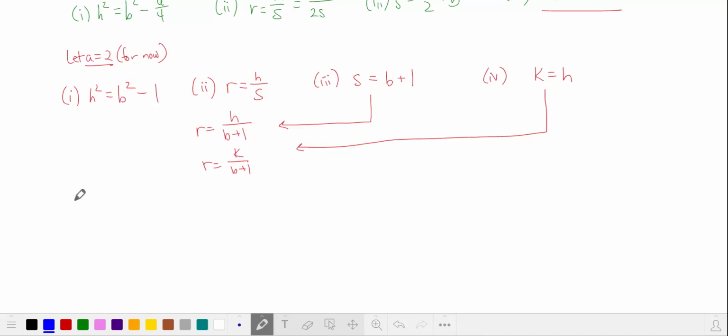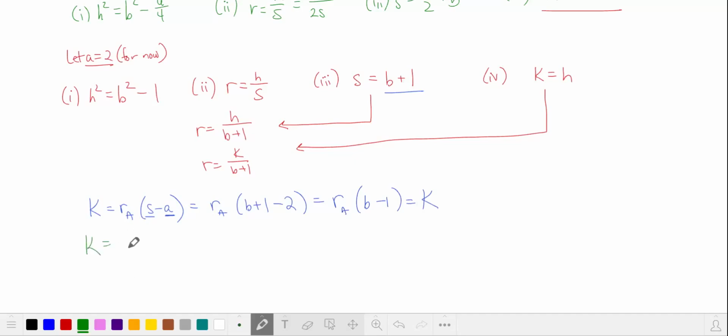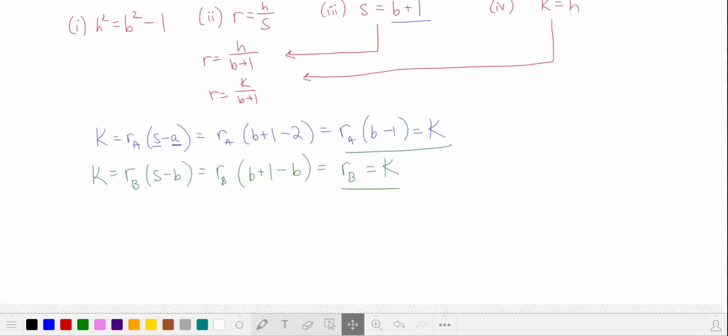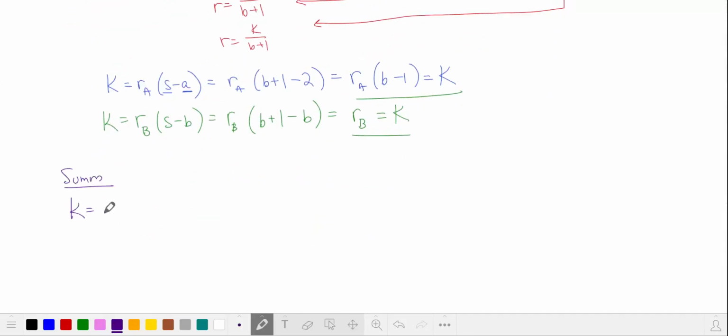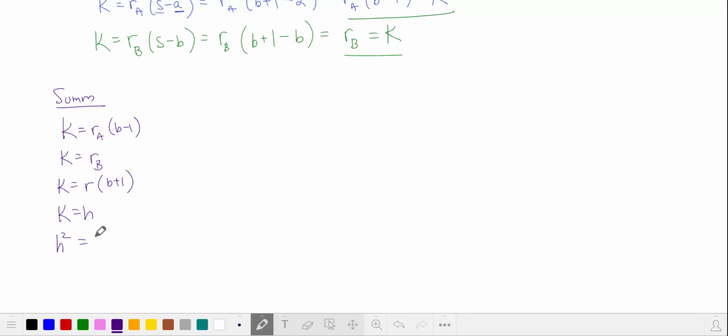We also have our area formula from the excircles. We can replace this s with b plus 1 and replace this a with 2. This gives us the radius times b minus 1 for the area of our triangle. We can also compute the area of our triangle using the other excircle, and we'll substitute b plus 1. So here's another expression for the area of triangle ABC. Let's summarize all of these once again. First, I'll list all of the expressions for the area of our triangle, and we still have this relationship between h and b. Here we see that r_B is equal to the height of our triangle ABC.